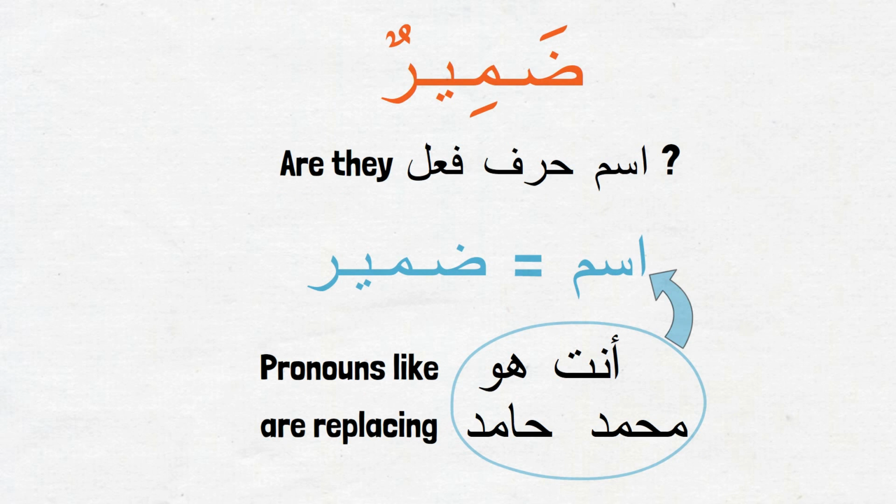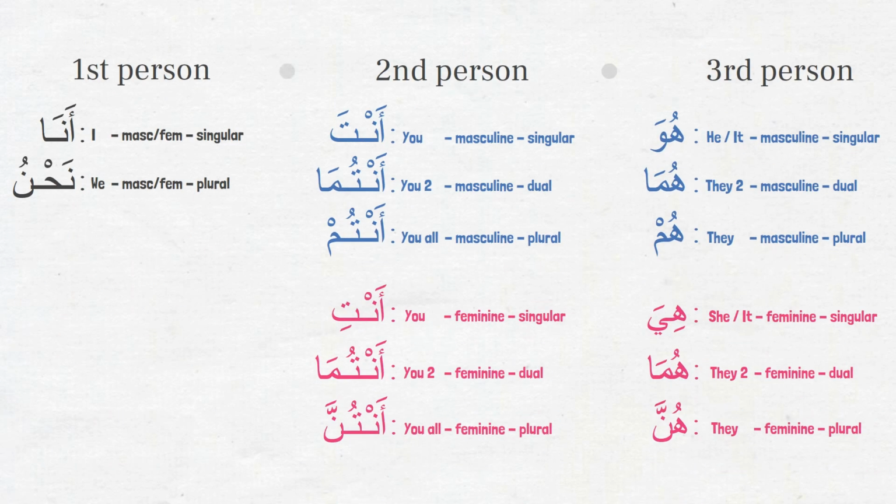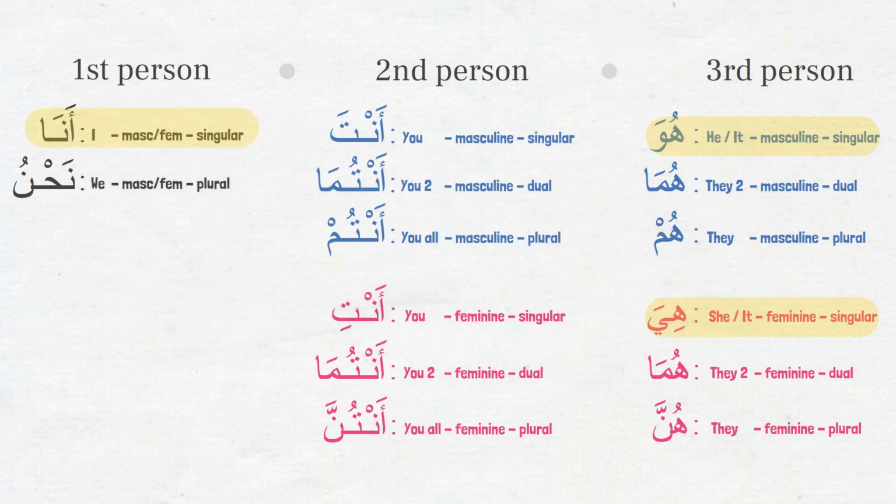Well, that's it. I hope you found this video useful. One good news is that we will only cover 4 ضميرs in this lesson 4 of book 1. And they are huwa, which is he or it for masculine ism. Hiya is she or it for feminine ism. Ana, which is for I. And anta means you for males.